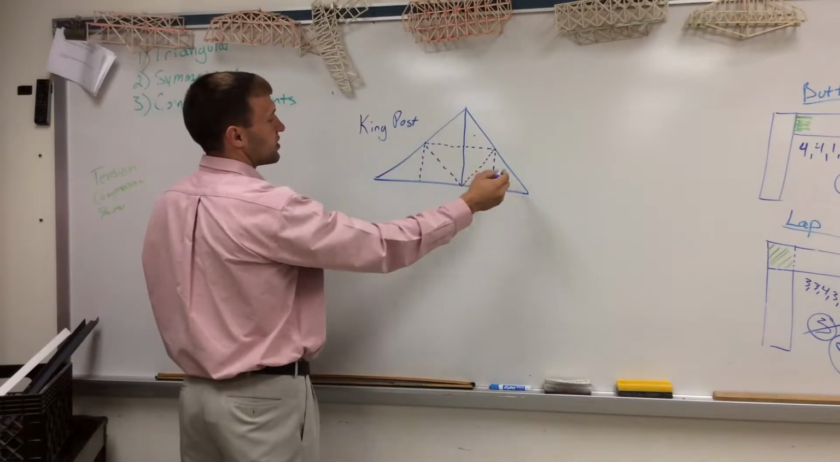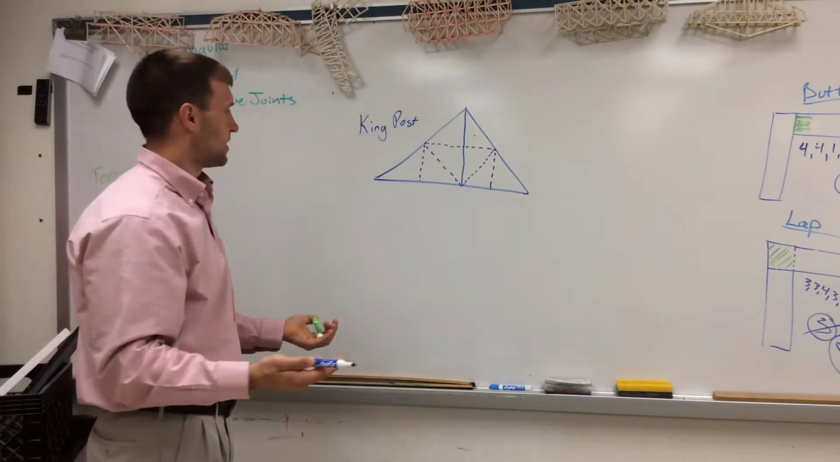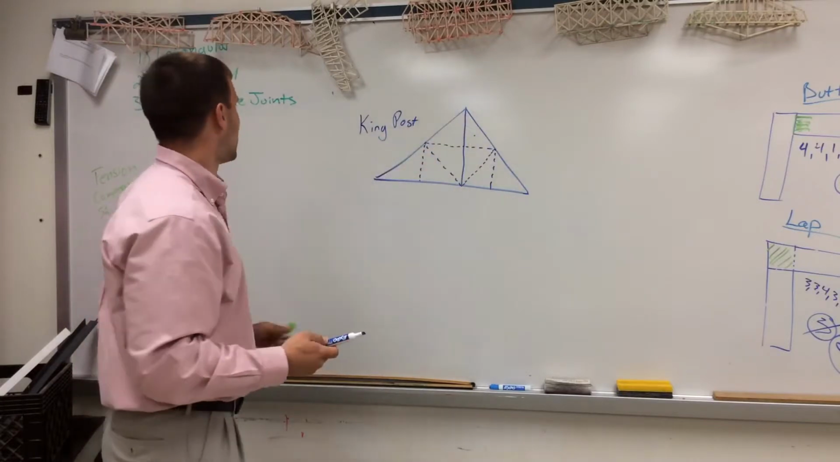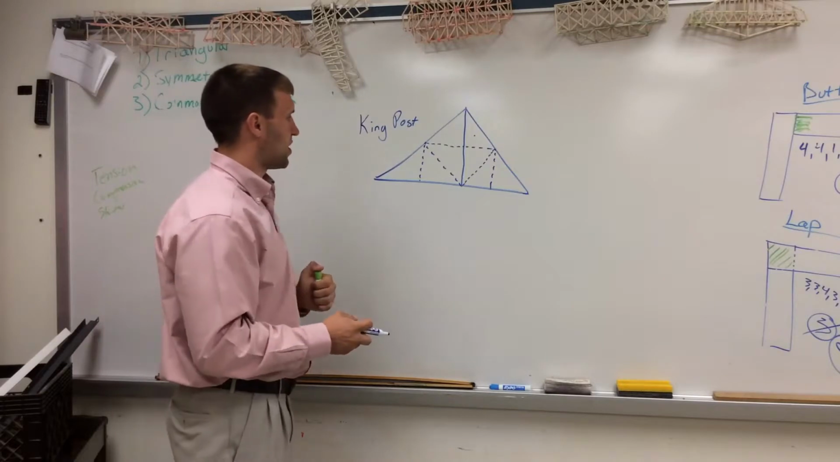whether it's the two triangles or in this case now 8 smaller triangles. It is symmetrical about that midpoint, that middle line of symmetry. Common glue joints we're not worried about yet.